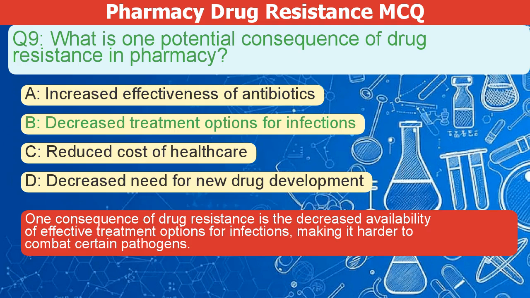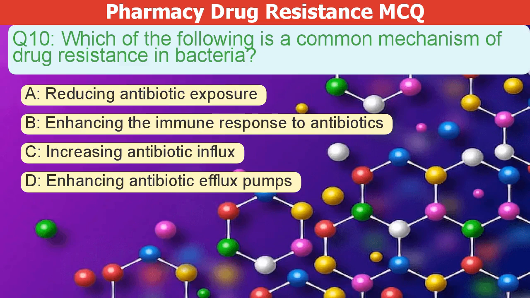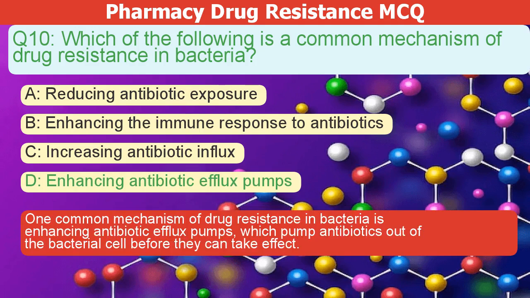One consequence of drug resistance is the decreased availability of effective treatment options for infections, making it harder to combat certain pathogens. Which of the following is a common mechanism of drug resistance in bacteria? A. Reducing antibiotic exposure. B. Enhancing the immune response to antibiotics. C. Increasing antibiotic influx. D. Enhancing antibiotic efflux pumps. The correct answer is D.